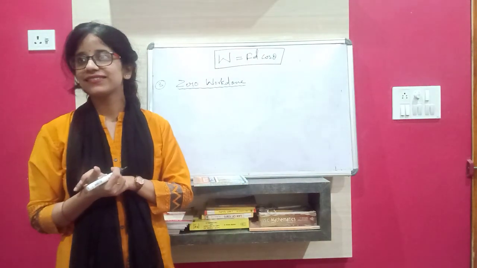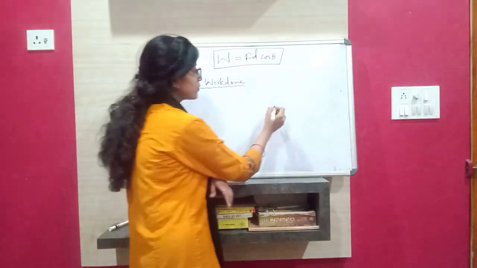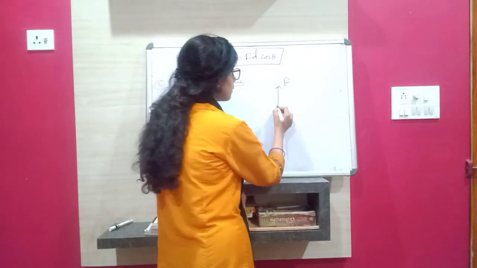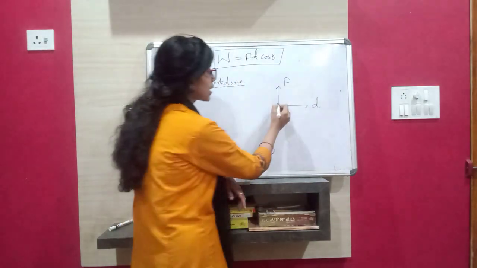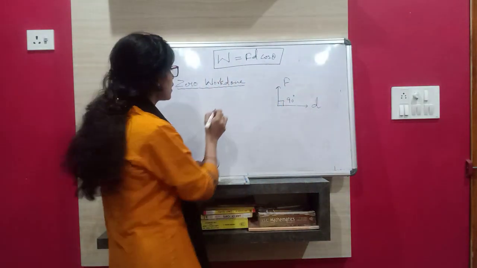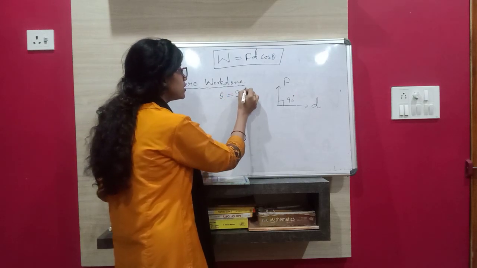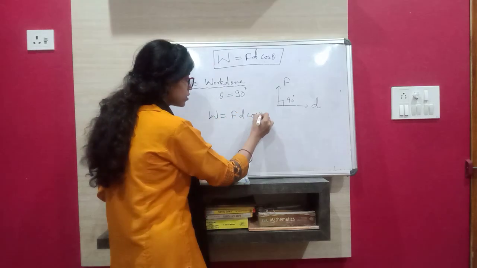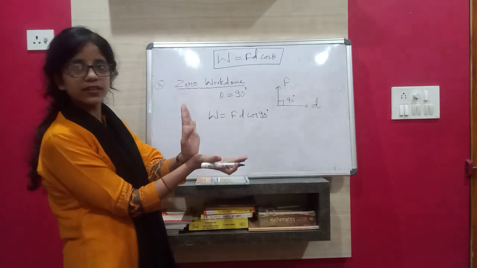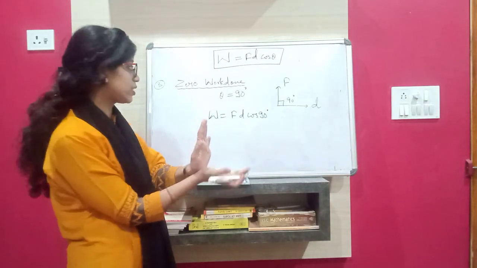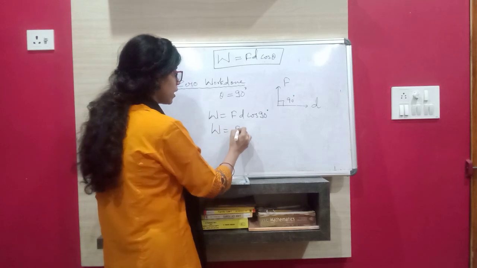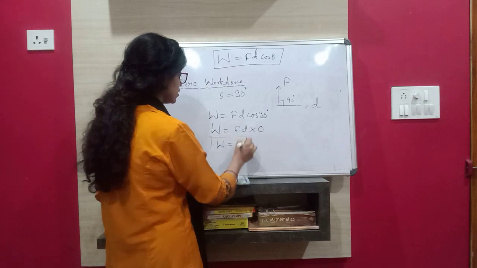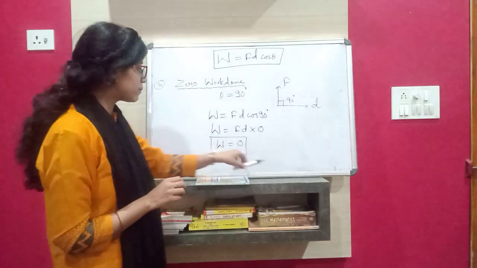So here, beta, let us say the direction of force is in this direction, but the displacement is in another direction. What is the angle between them? 90 degree. That means when theta is 90 degree, if you put the value, FD cos 90 degree, when the force and the displacement are in perpendicular direction. So W is equal to FD cos 90, which is 0. So W will be equal to 0, when the angle between them is 90 degree.